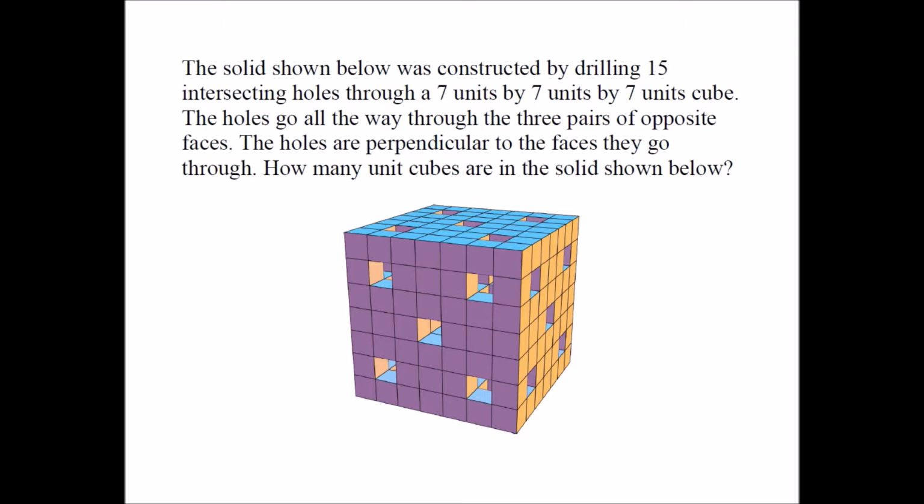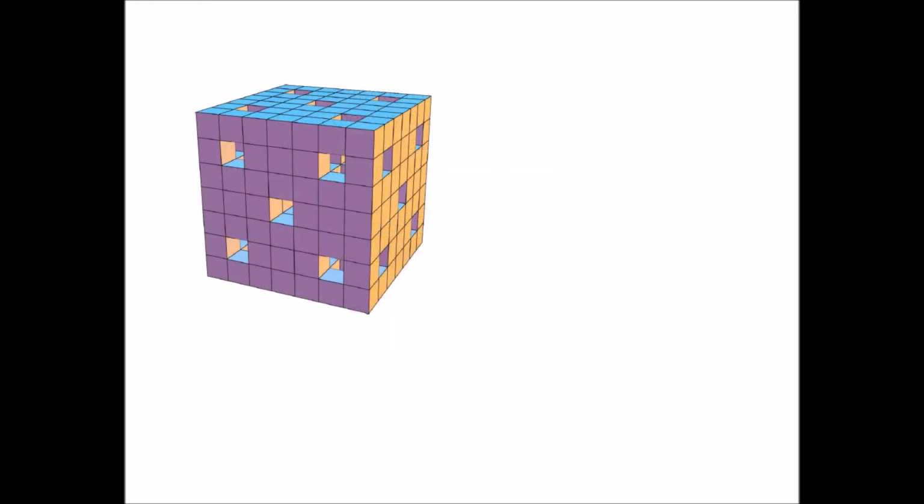So originally I had a stack of 7 by 7 by 7 cubes, and I drilled 15 mutually intersecting holes going all the way through. The question is, how many smaller cubes were left behind, or how many smaller cubes are still a part of the solid? So let's see how we can solve this question. We're going to pretend the holes do not exist.